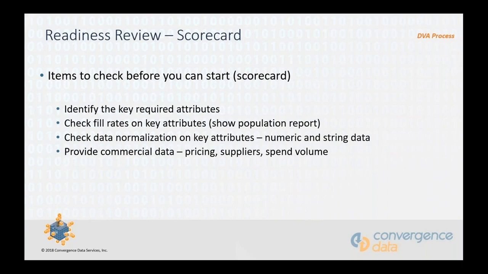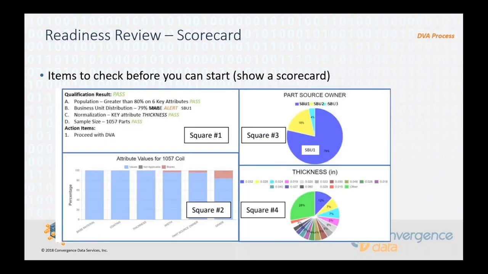So you want to make a check to make sure you've got the pricing and supplier information you need to do your DBA. So here's a graphical representation of what a scorecard could look like. On the top left, this is just the checklist of all the things I was just talking about. Do you pass in each one of these areas? And then, some of the other things you might want to include in your scorecard.